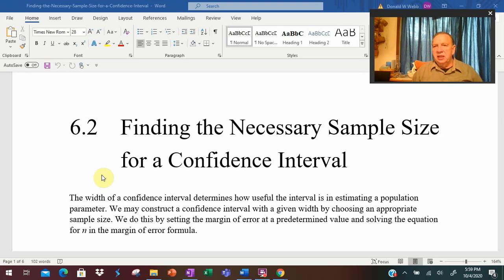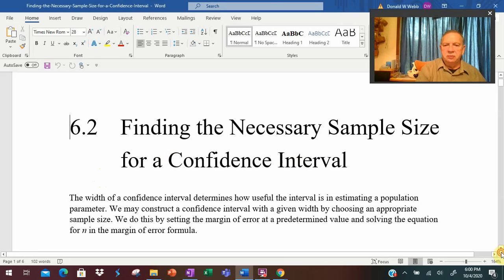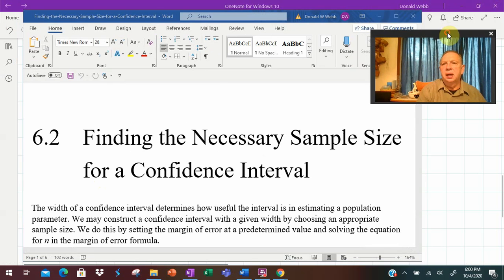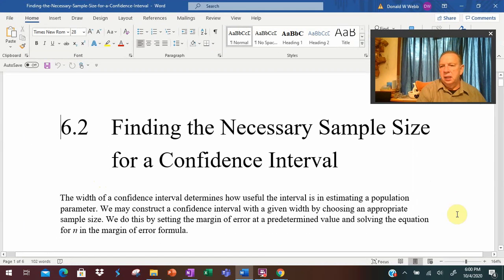So here we are given E, so we know what the plus and minus is going to be around the sample statistic to build that interval. And I want to know what sample size I need. Okay, so we're going to work backwards, and here's going to be some new information.